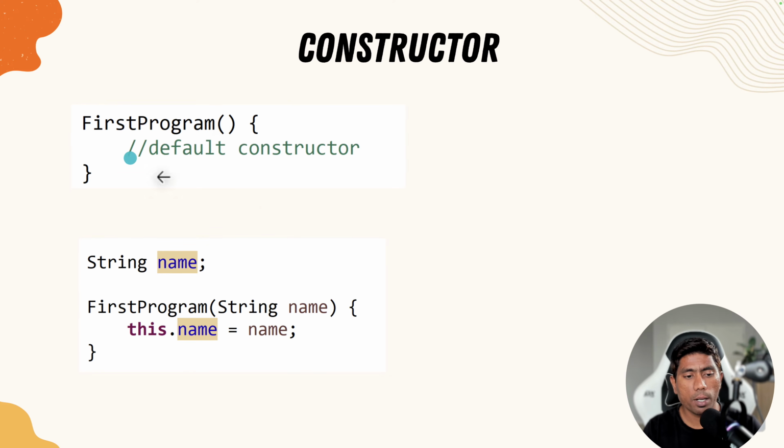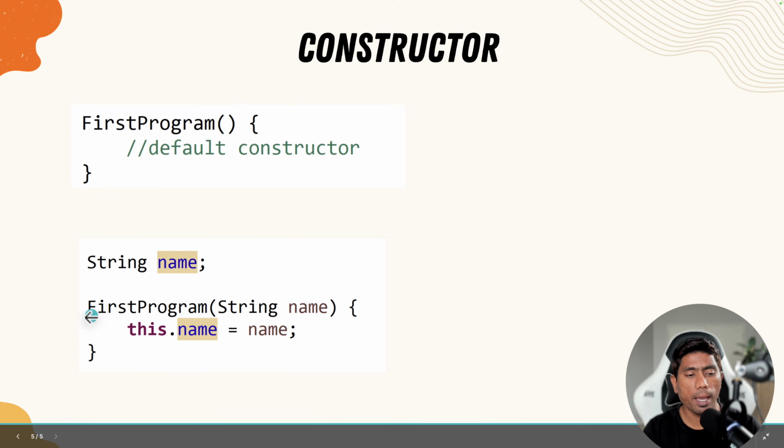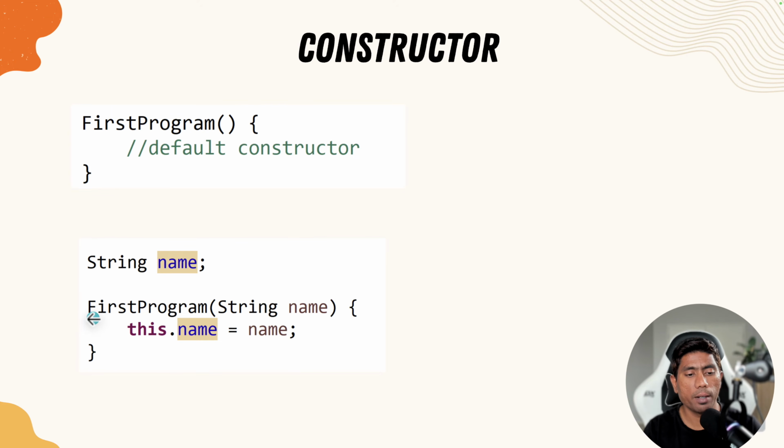Both are constructors because you see that there is no return type and there is no access specifier, and the name of the constructor is matching the class name. So it is a constructor for sure. And it has a parameter as well, so it is a single parameter constructor. That's how constructors are defined in a class file.